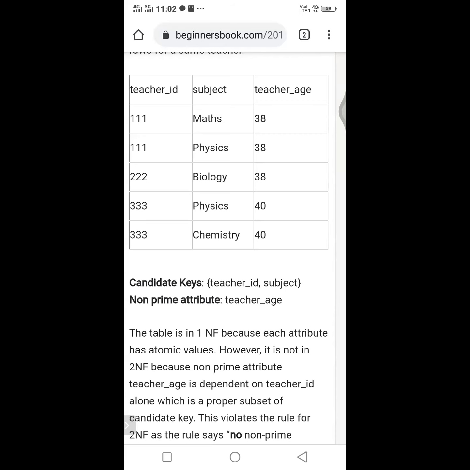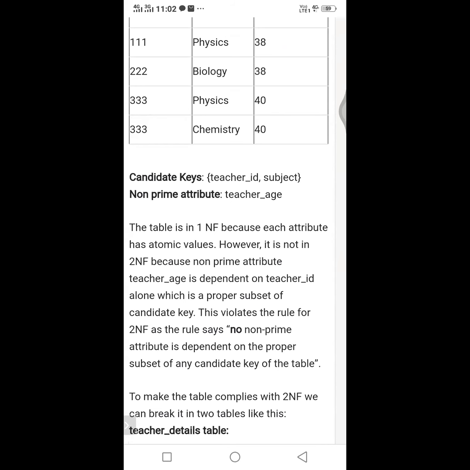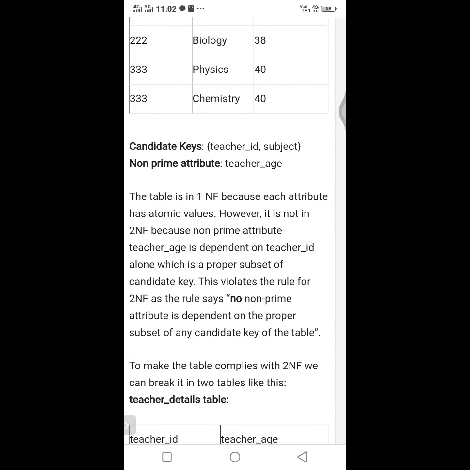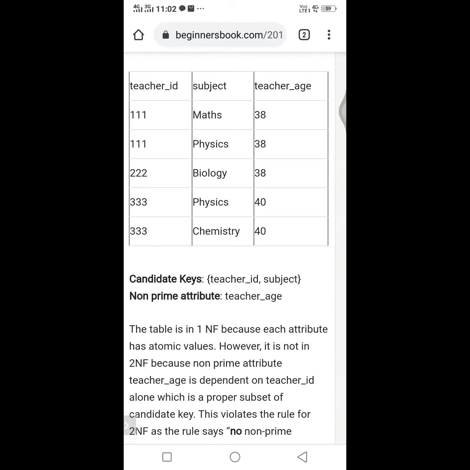So 111 maths. Okay. So in this situation, the table is in 1NF because each attribute has atomic values. However, it is not in 2NF because the non-prime attribute teacher age depends on teacher ID. For example, by using teacher ID, we can find out the teacher age, am I right or not? Then we are not using the subject here. So that means we are not using the total candidate key to find out the non-key attributes. So please try to understand this.